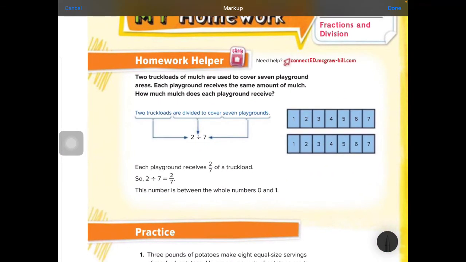We are on Chapter 8, Lesson 1, Fractions and Division. We can understand that a fraction is a division problem. For example, 2/7 is the same as saying 2 divided by 7. Or here's 2, and we divide it into 7 little chunks.